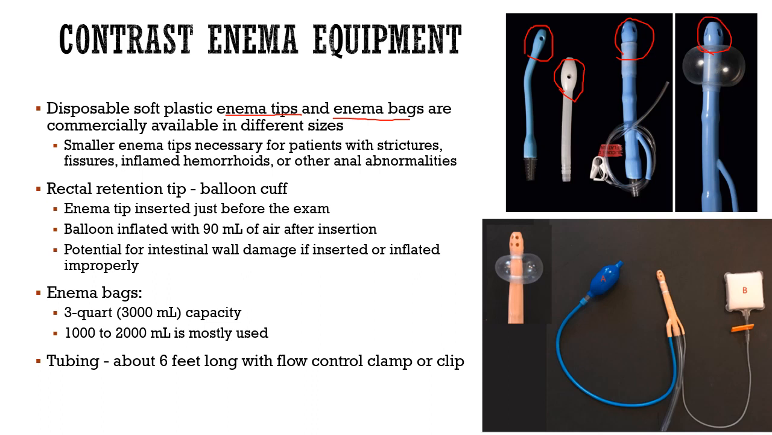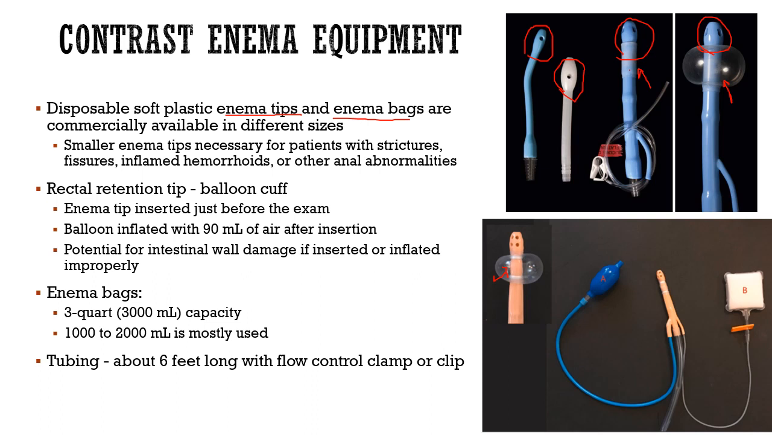The last two tips that I circled, this one here is with the balloon that's not inflated, and this is with the balloon inflated. And here's a balloon that's inflated down here as well. Some of them have balloons and some do not have balloons. With the balloon cuff, the enema tip is inserted just before the exam, and then the balloon is inflated with 90 milliliters of air after insertion. There is a potential for intestinal wall damage if inserted or inflated improperly.